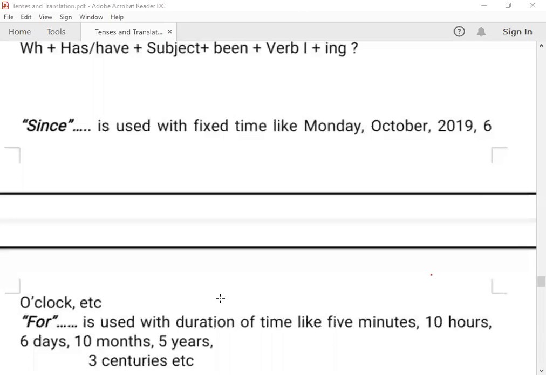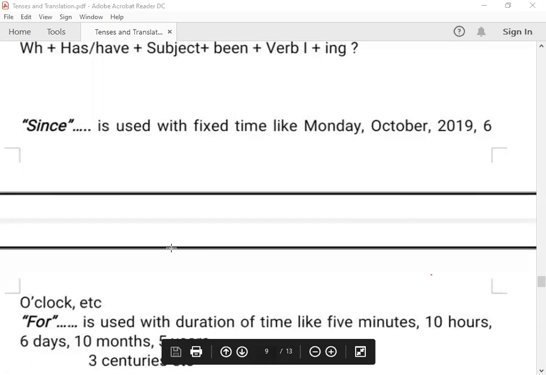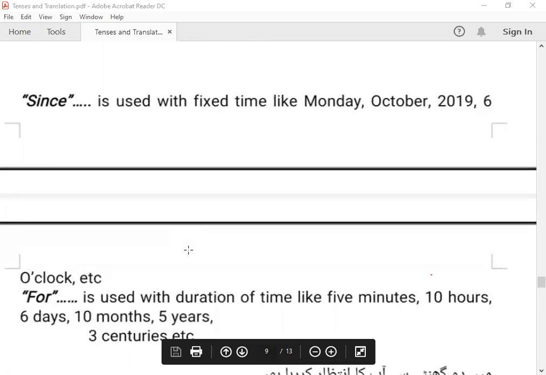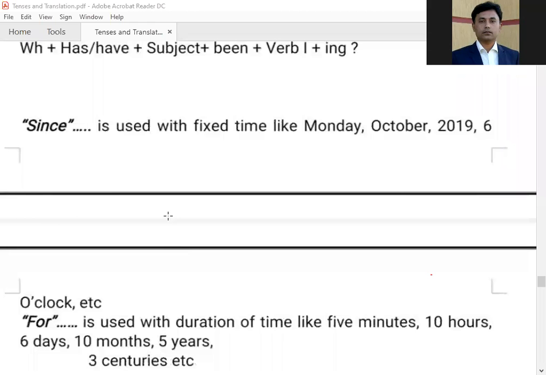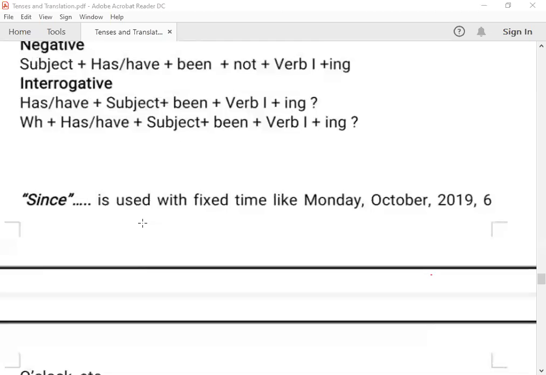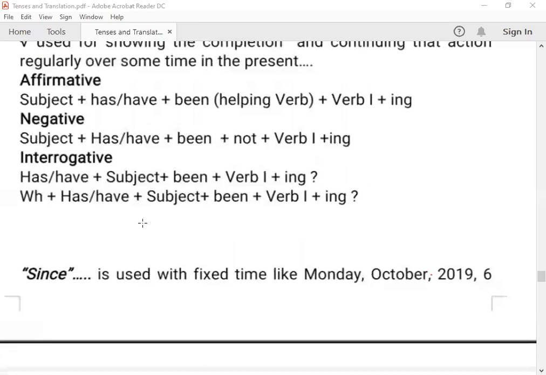It means that that would indicate towards, we should say, for, and that is a duration of time. So when a duration of time is mentioned in the sentence, that will be for. And if it is a fixed time, then we have to use since in the sentence. Another thing is that in perfect continuous tenses, we don't have passive voice. We don't use passive voice in perfect continuous tenses, and we use only the active form.